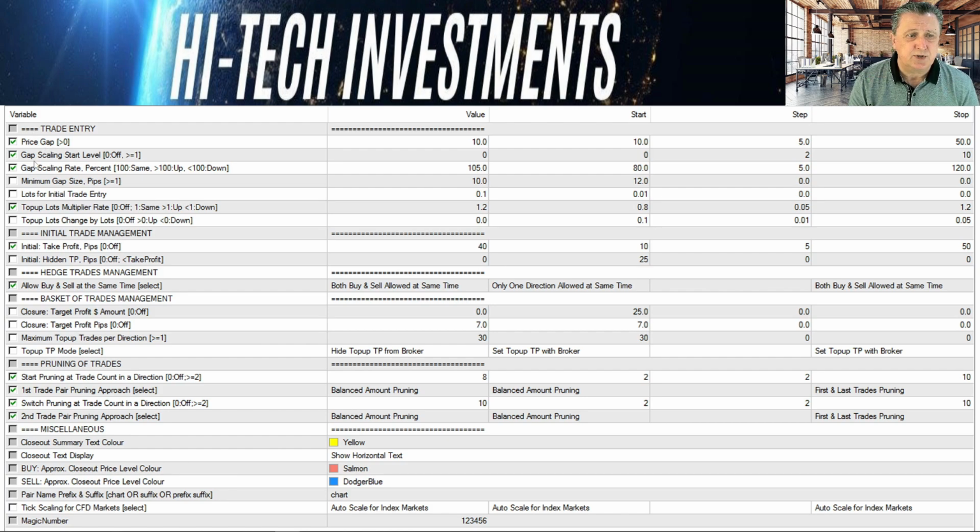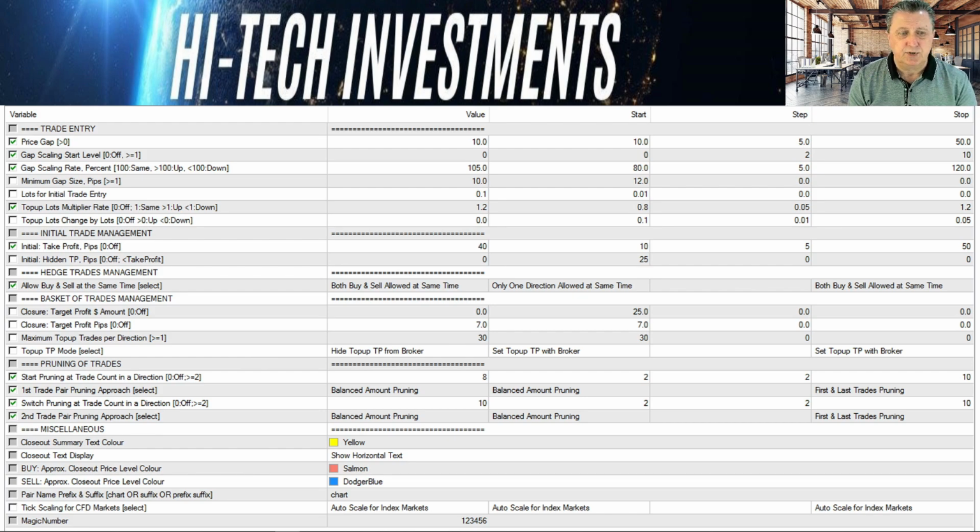So we are using the price gaps, gap scaling rates, and the top up multiplier rate in here also, all the ones that are ticked, initial take profits, allow buy and sell. So again, we are trying both of them. And then also the start pruning that we have down here. When we're going to start the pruning, is it going to be the balanced one or is it the first and last that's going to run? And then it switches to the second part. Again, when does it switch? And then is it another balance or is it actually first and last? So you'll see that there will be some different ways that different currencies react to these particular settings in here.